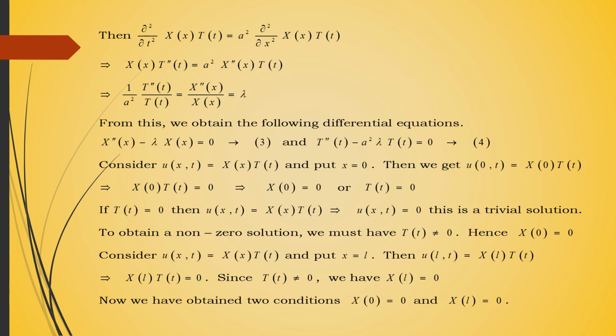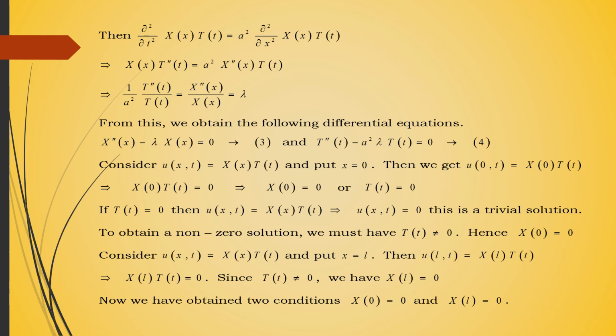It is given that u(0,t) = 0. If we plug in u(0,t) = 0, we obtain X(0) times T(t) equals 0, which implies either X(0) = 0 or T(t) = 0. If we suppose T(t) = 0, then what happens?